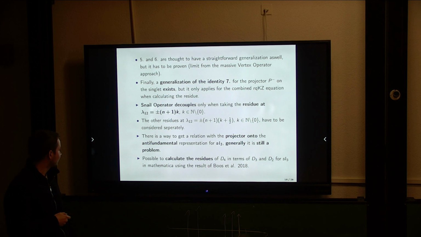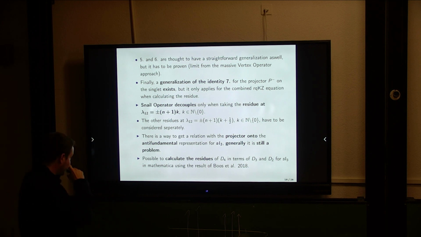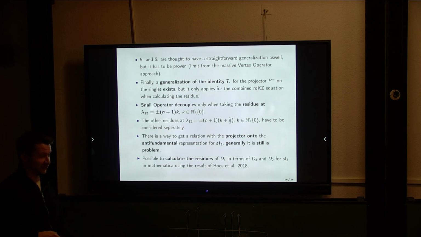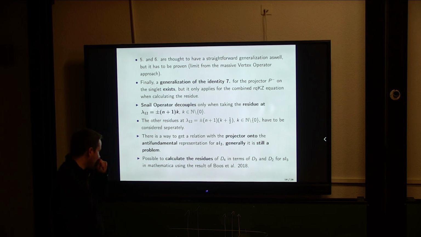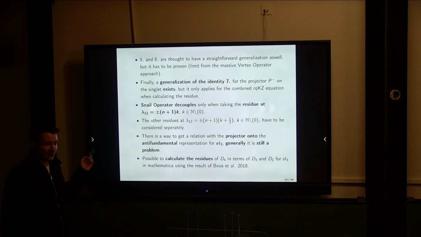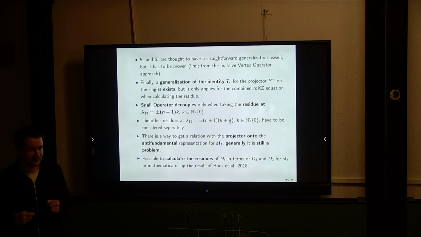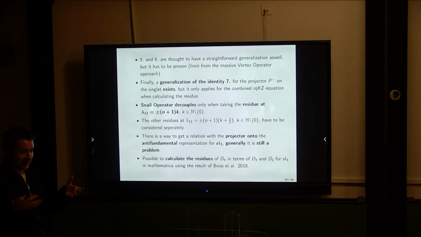The other residues, as I said, have to be considered separately, but every second residue is fine. It really has this projector, which is the complete analog of property 7, and this is good. As I said, for SL3 there is this projector onto the antifundamental, and somehow you can use the RQKZ again to relate it back to D.